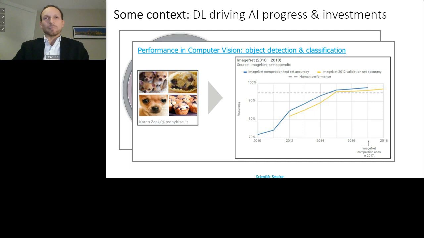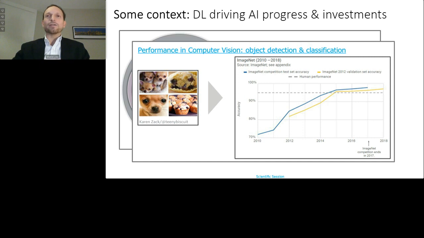You can see here an example of the progression for computer vision. This is not in healthcare. This is for natural images from cameras, and it's already surpassed human level performance since a few years ago. So it's a very impressive progression, and it keeps getting better and better.